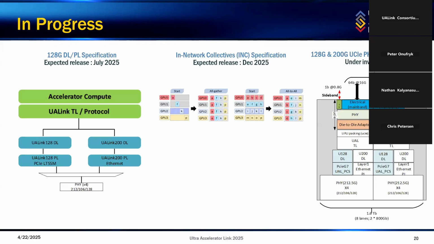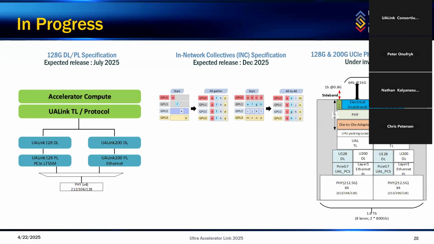The next big milestone for the consortium will be to implement an in-network collective mechanism and specification for that. The timeline for this is targeted toward the end of this year and is expected to provide all of the capabilities, control plane management, to allow us to implement in-network collectives within UALink switches in the future.